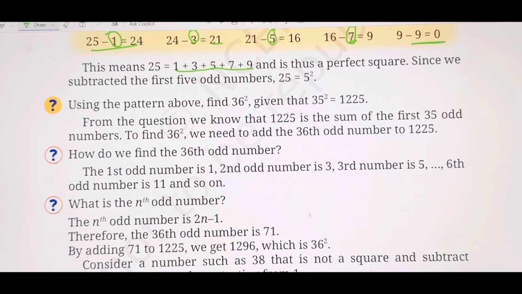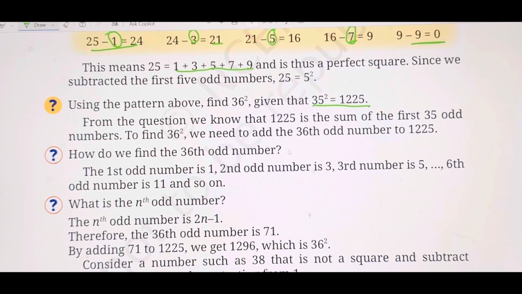Now using the pattern above, find 36 square. Now see, we understood that if we add the subsequent odd numbers, we get that square number, like 35 square. If it is given that 35 square is 1225, and if you add the next odd number to it, you will get 36 square, right? But how to know which is the 36th odd number? Initially, if the numbers are small, you can count and find out. But how do we find out the 36th odd number?